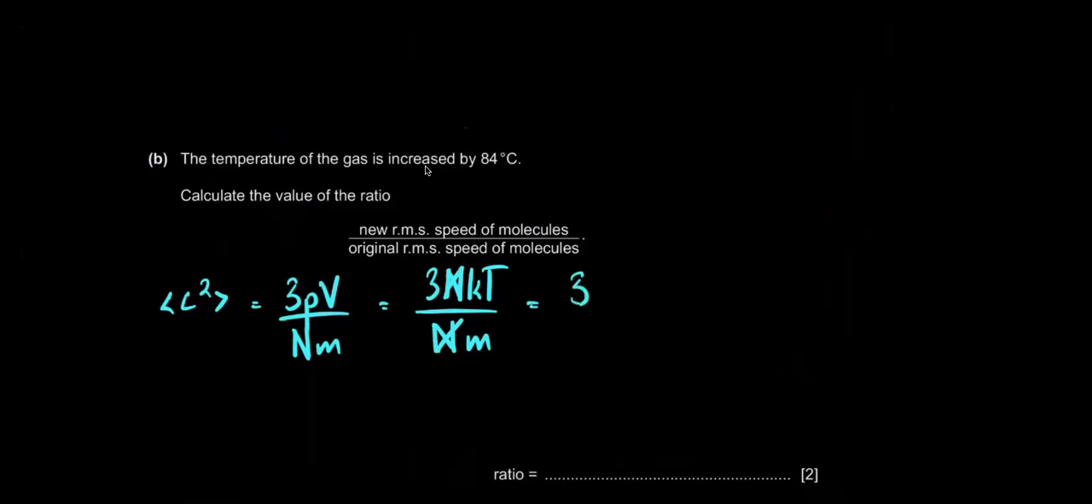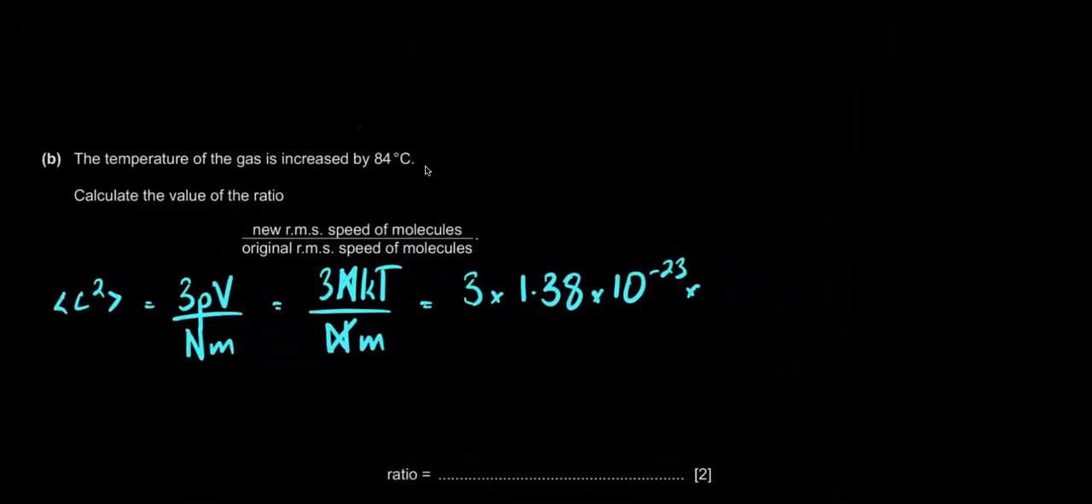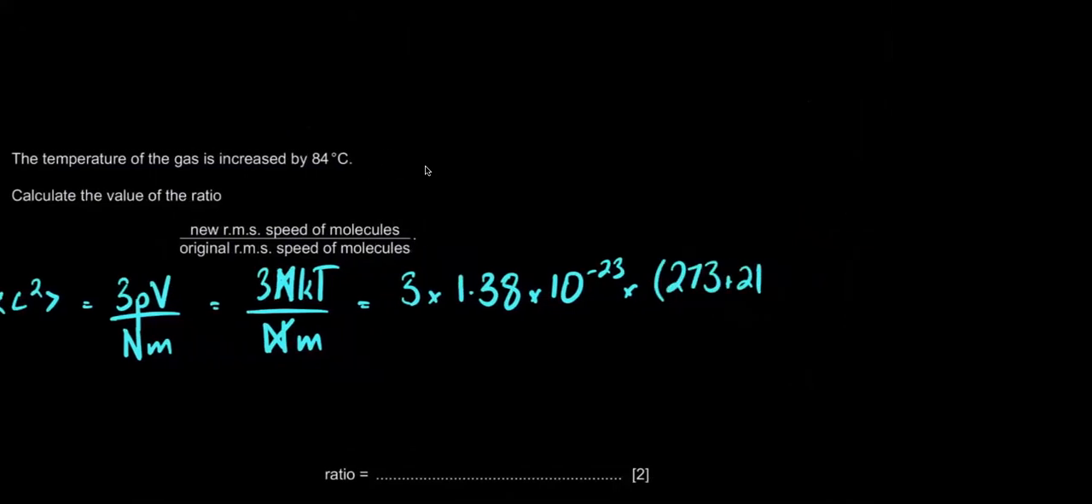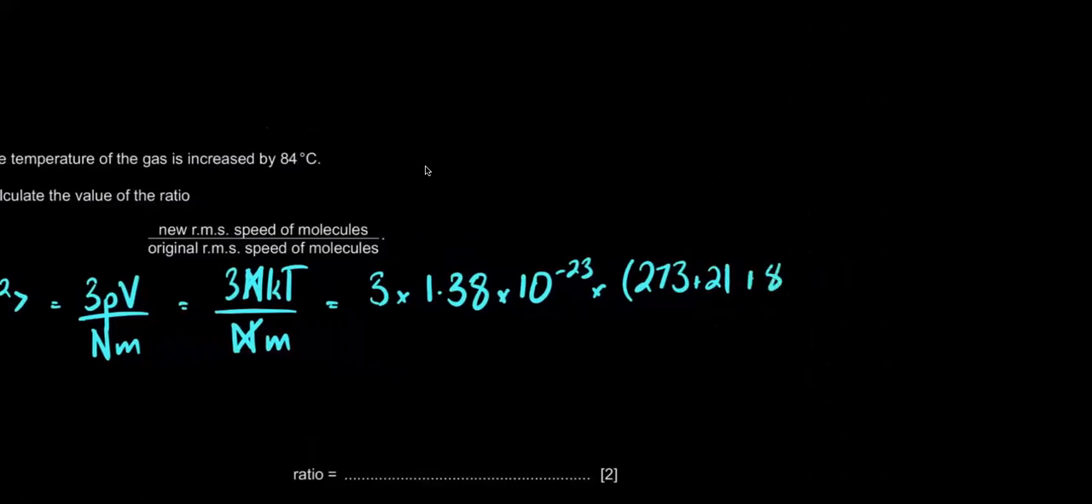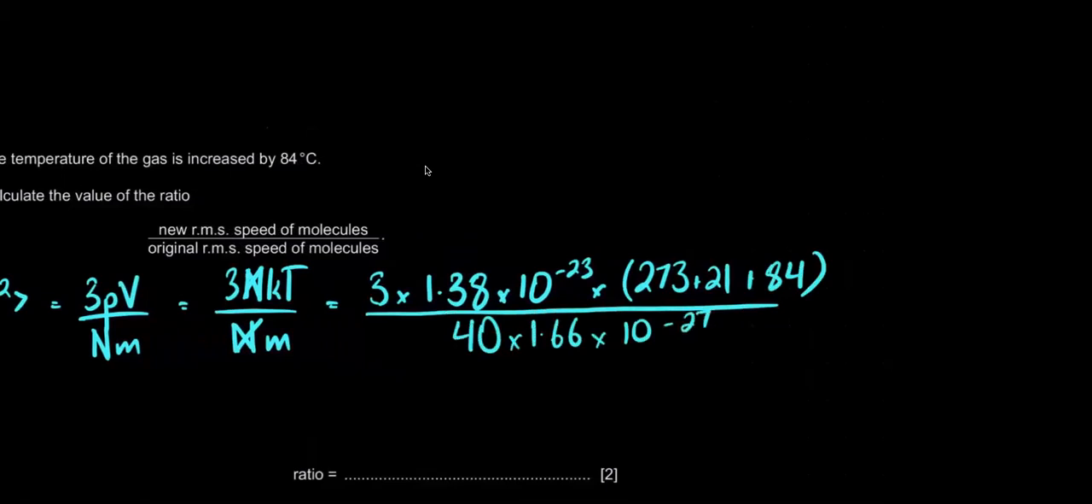So 3, k is 1.38 times 10 to the negative 23. And this new temperature, previously the temperature was 21, so 273 plus 21 plus 84. This is the new RMS speed, divided by the mass of one molecule, which is still 40 u. So 40 times 1.66 times 10 to the negative 27. So we can calculate this.